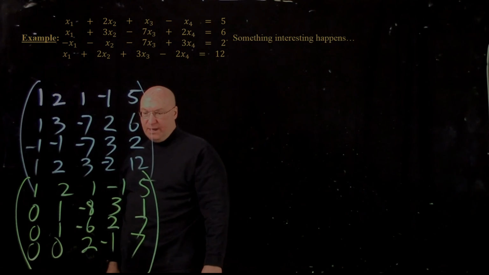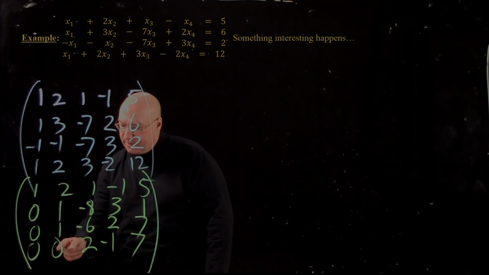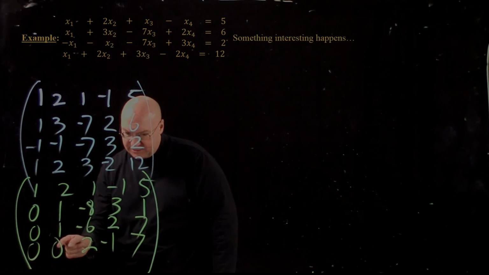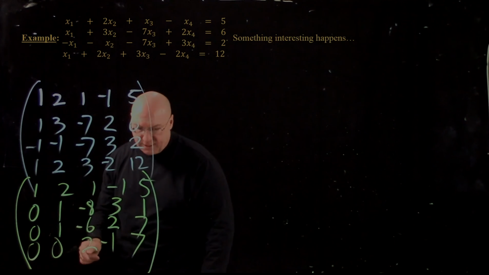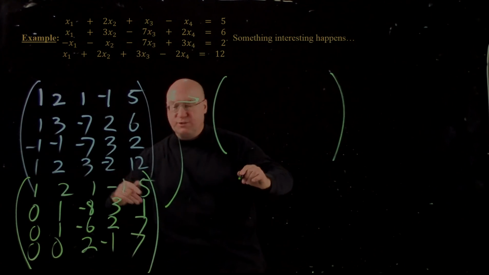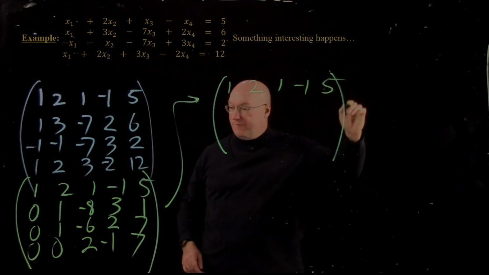All right. What is left to do? I've got zeros here. I already got a 0 there. How about that? I'm going to use the second row to get a 0 there, and I would use it to get a 0 there, but I already got one, so I just got to go there. All right, so come here, and the first row stays the same. 1, 2, 1, negative 1, 5.